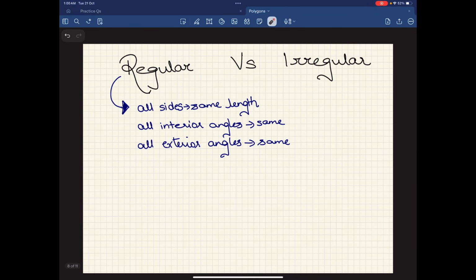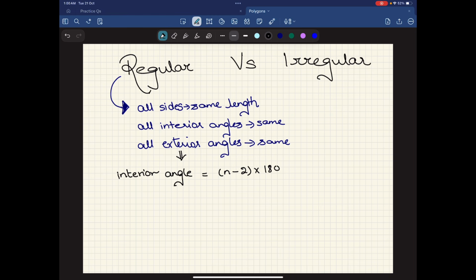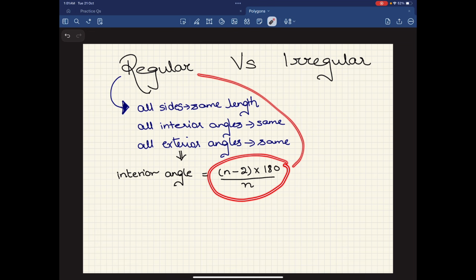So let's write this down. So the value of one interior angle is going to be (n-2) into 180 divided by n. Okay, so this is the value of one interior angle of a regular polygon. And since it's a regular polygon, all interior angles will be equal to this value.